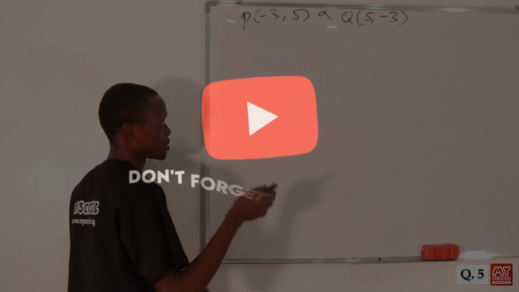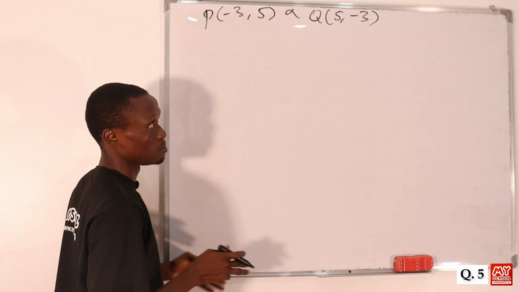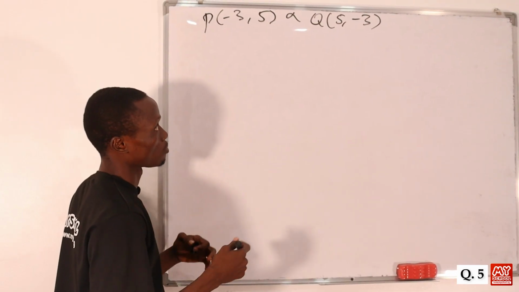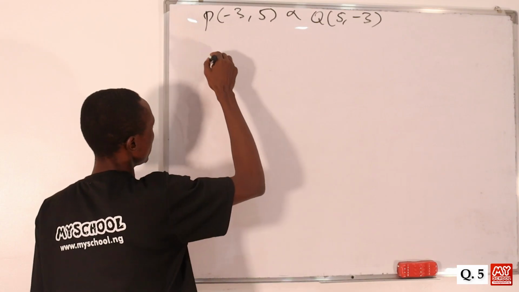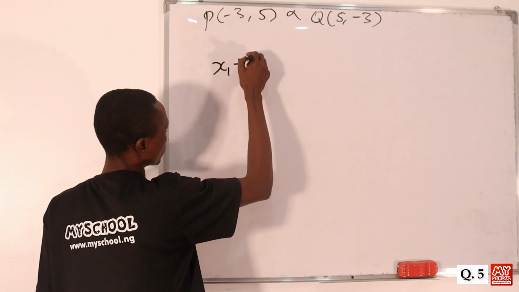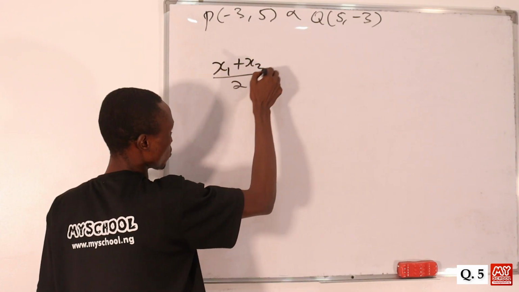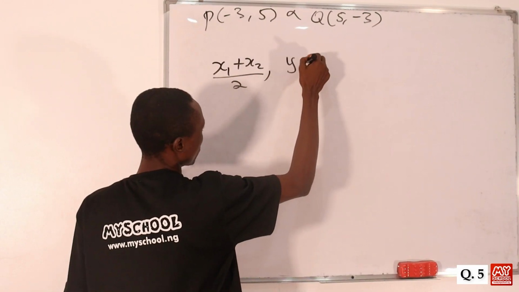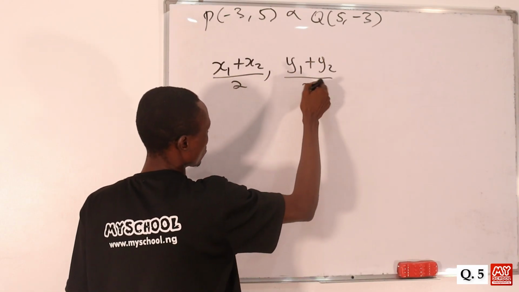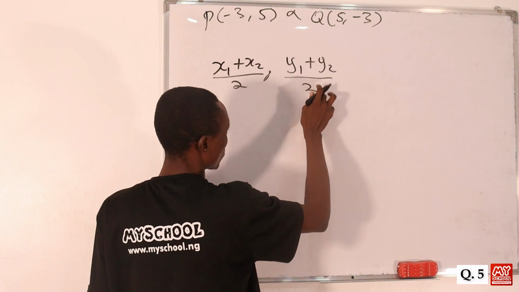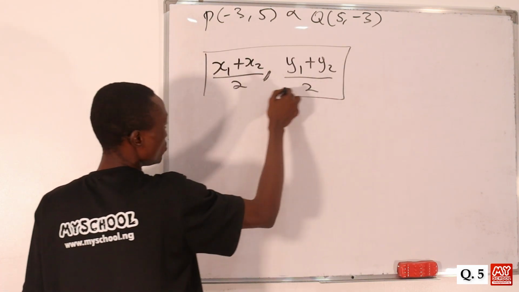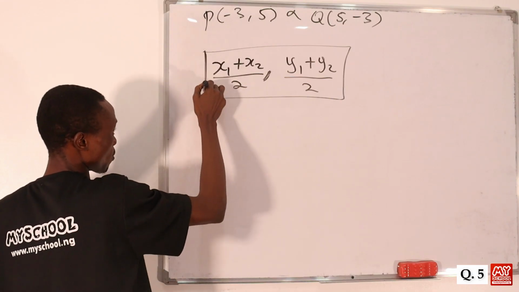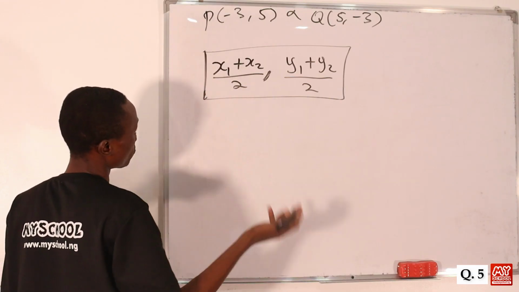Remember that there's a formula for calculating the midpoint. The formula for calculating the midpoint of two given points is (x1 plus x2) all over 2 comma (y1 plus y2) all over 2. So this is the formula for finding the midpoint of two given points.